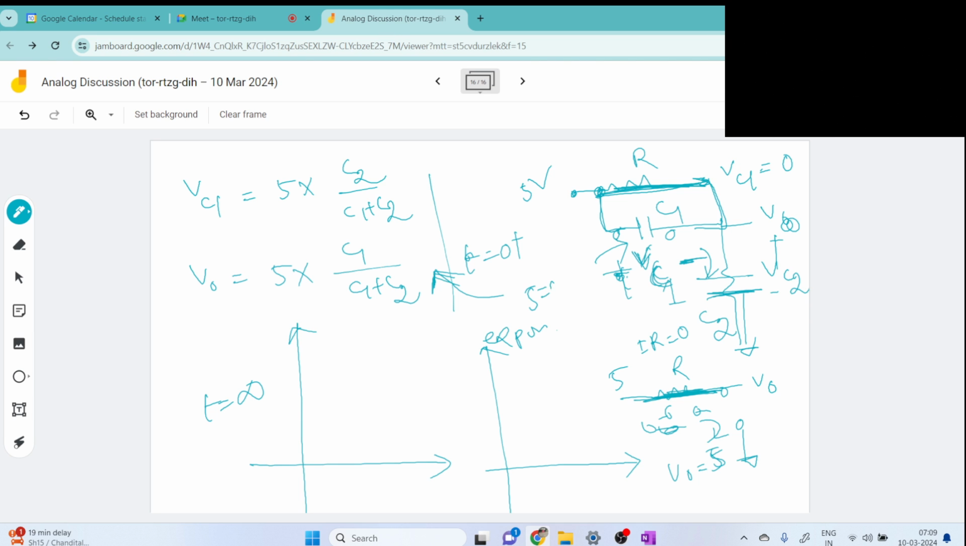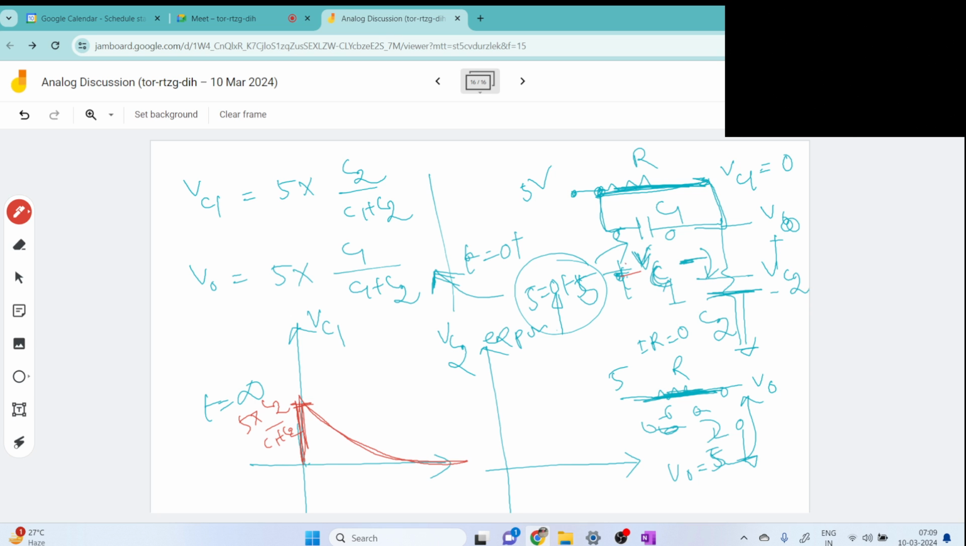So 5 becomes 0 plus 5 at t equals infinity, because we have found that the V out will be 5 volt itself. So the VC1 must be 0, right? Now if we plot that, instantly the VC1 goes to 5 times C2 by C1 plus C2, and then exponentially it goes to 0.